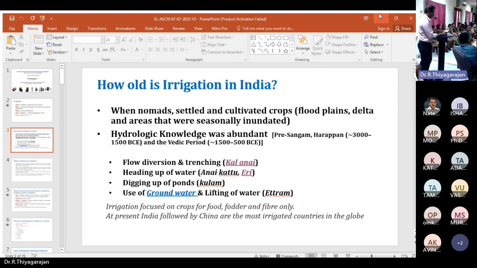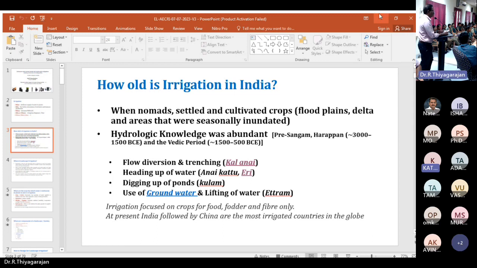Then I'd like to welcome our Professor and Head, Soil and Water Conservation Engineering, who is the person making all the logistics and all the arrangements for the benefit of the students, because the landscape is more with Soil and Water Conservation Engineering. So I welcome the Professor and Head, Soil and Water Conservation Engineering, on behalf of you all.